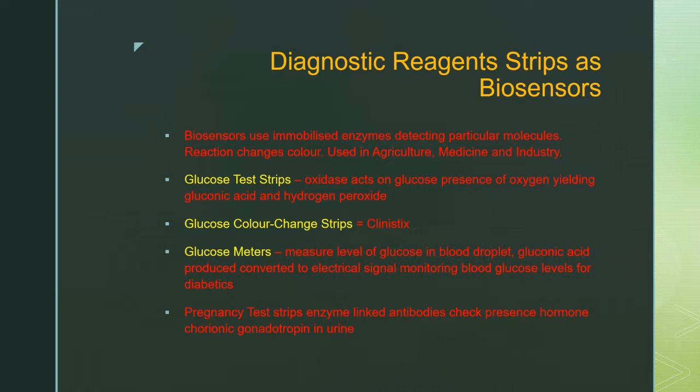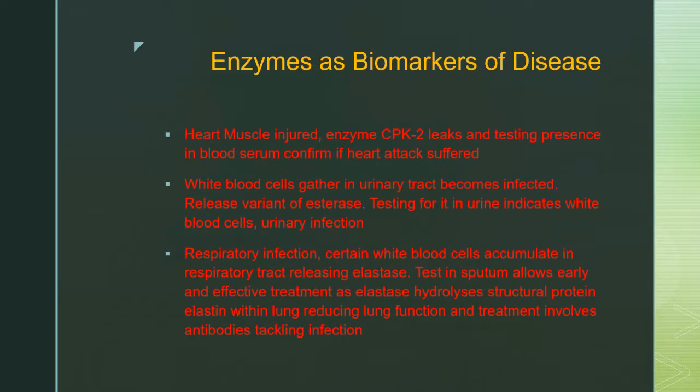Pregnancy test strips have enzymes linked to antibodies detecting the presence of the hormone human chorionic gonadotropin in urine. Enzymes are biomarkers of disease. If your heart muscle is injured, then the enzyme CPK2 leaks, and its presence in blood serum confirms if you've had a heart attack. White blood cells will gather in your urinary tract if you become infected there, and release a variant of esterase. If you test for this in urine, it will indicate white blood cells and a urinary infection.